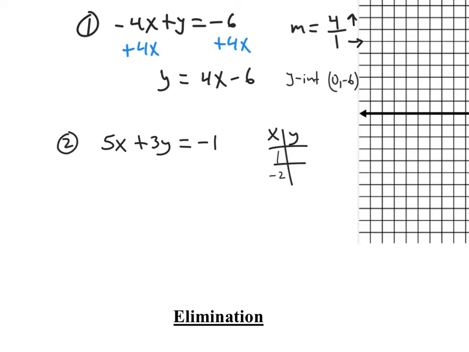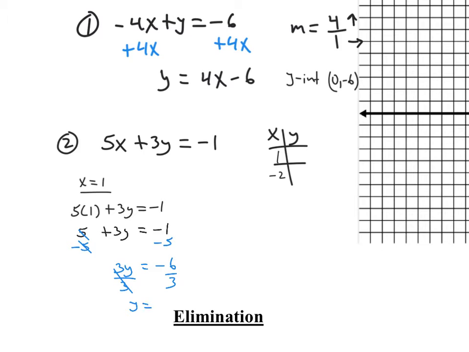Okay, so when x equals 1, 5 times 1, because I replaced the x with the 1, plus 3y equals negative 1. This ends up being 5 plus 3y equals negative 1. So now I'm going to go ahead and subtract 5 from both sides to get rid of that 5 over there. Makes a 0. I'm left with 3y is equal to negative 6, and if I divide both sides by 3, I end up with y equals negative 2.